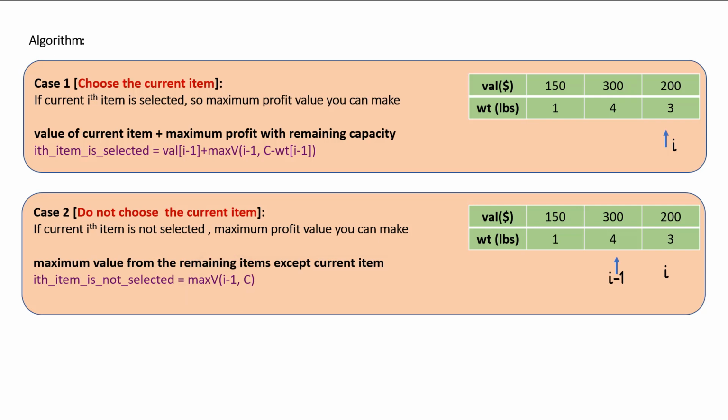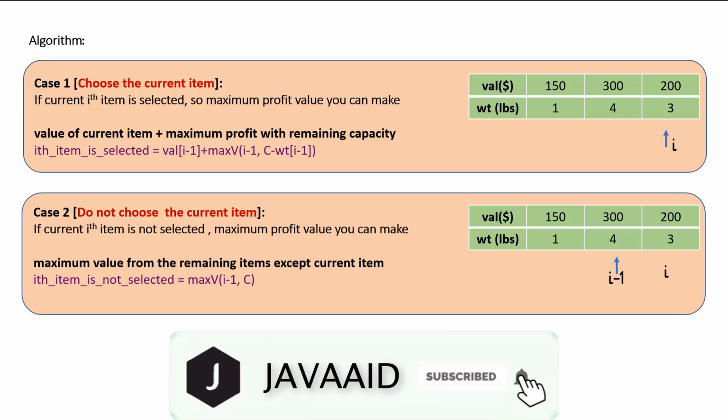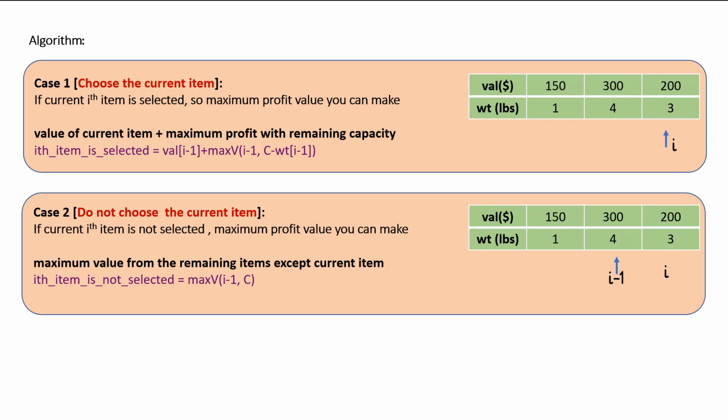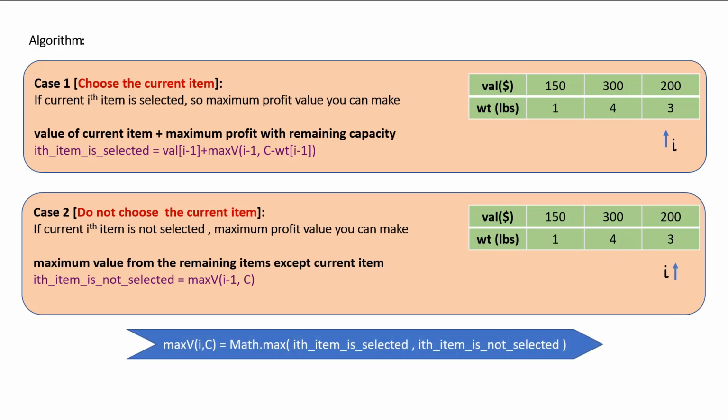Now we will include these two cases in one single line, and we can derive a relation something like this. There is a function max v which will calculate the maximum value, which depends on two things, I and C, where I stands for item and C stands for the capacity. As we have seen, guys, in the last slide, we have to use the table. In the table, the ith rows depict the items and the jth columns depict the weight. So it only depends on the item and weight.